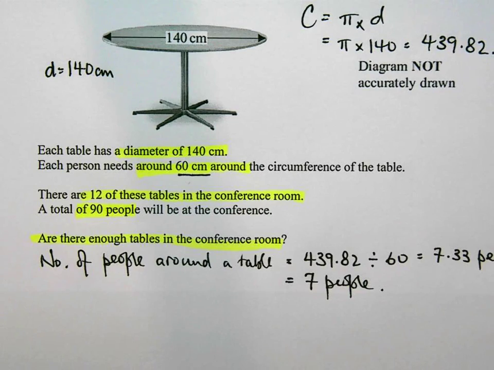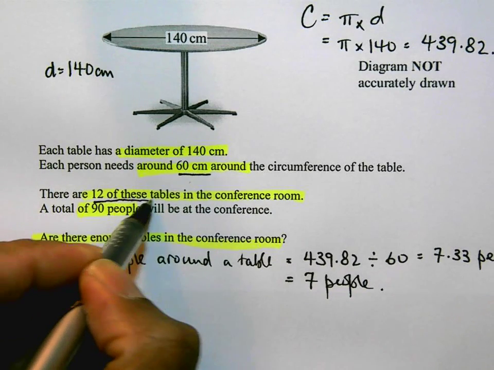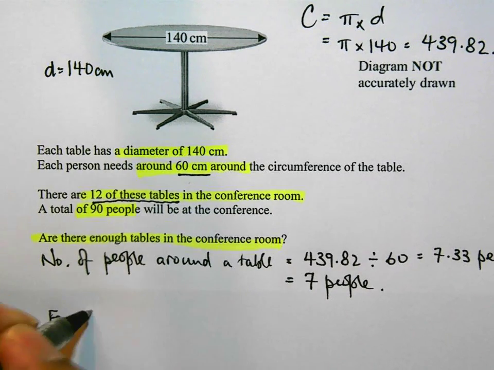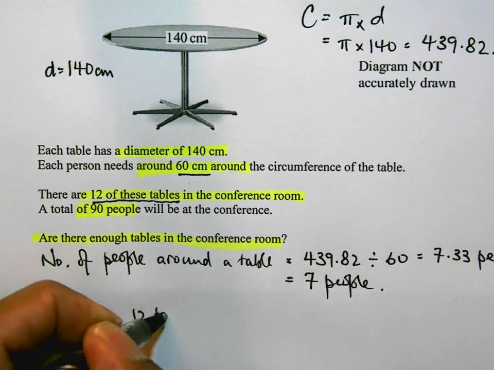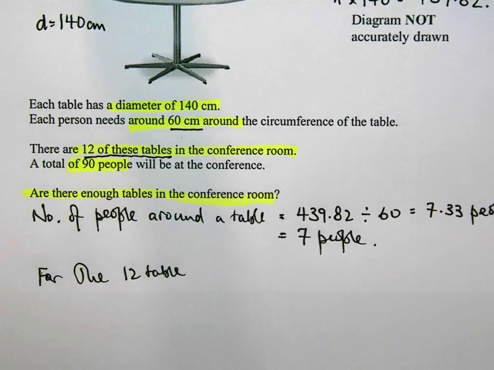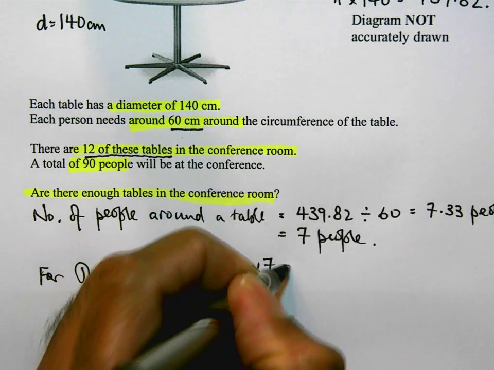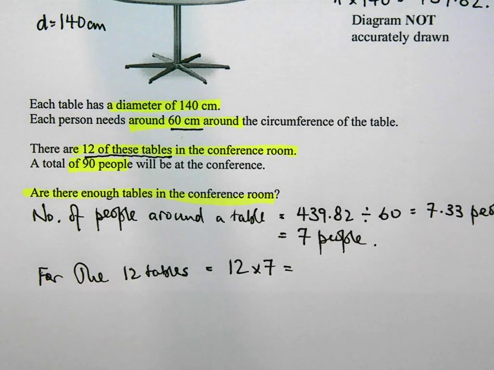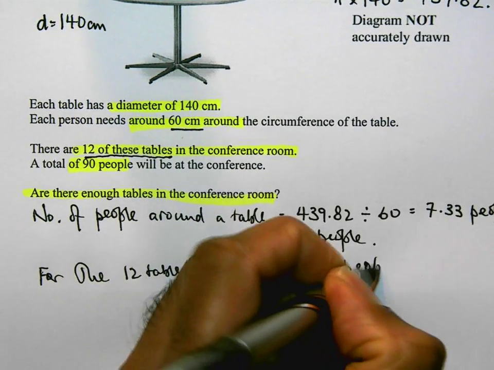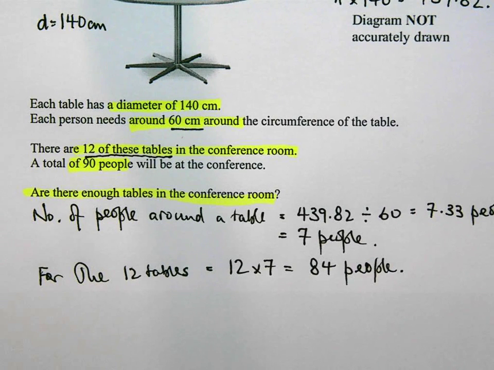Okay. We're also told that there are 12 of these tables altogether. So for the 12 tables, each of them is going to be able to fit 7 people. So that's 12 times 7. And if you do 12 times 7, that gives you 84 people altogether. So the 12 tables are going to be able to fit 84 people.